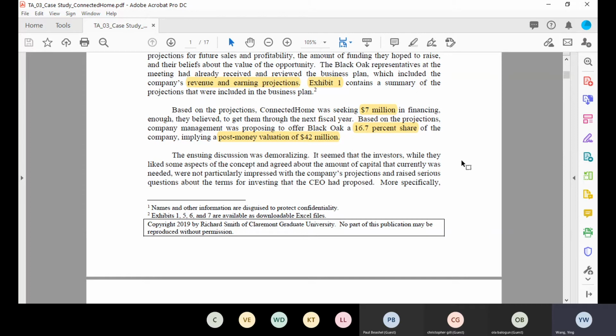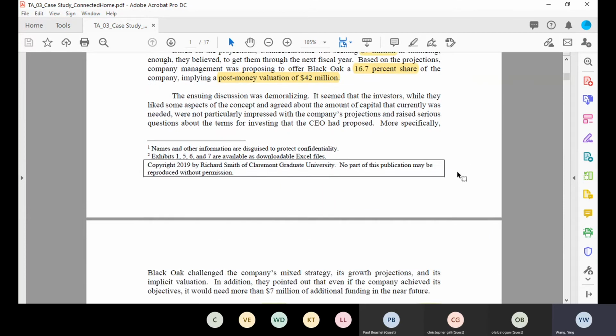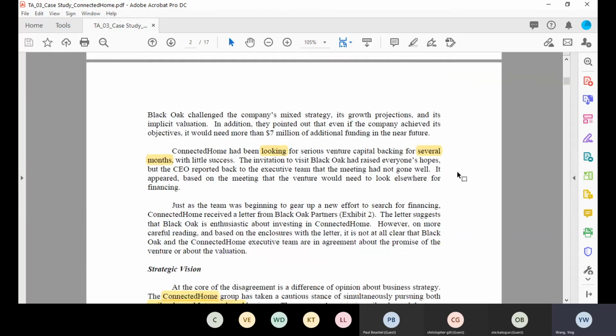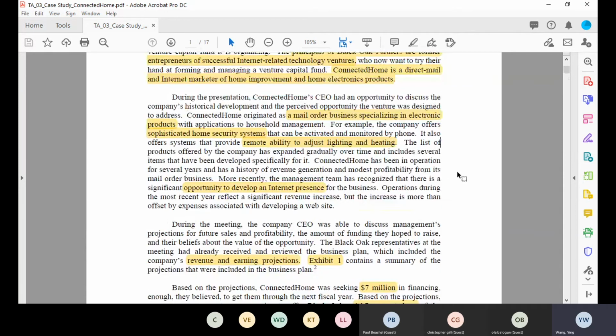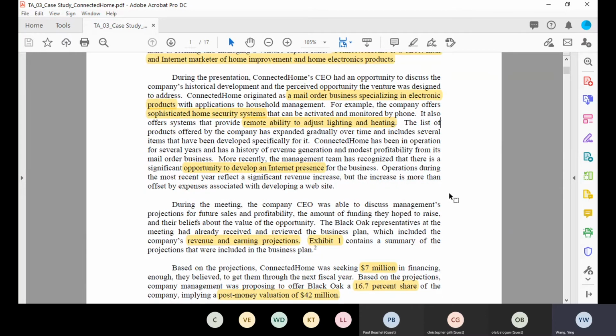For this particular case, you notice that the business is running a mail order business, specializing in electronic products, with remote ability to adjust the lighting and the heating, etc. So it is linked to technology, and now they want to develop an internet presence, and that's very helpful for the business to move on.